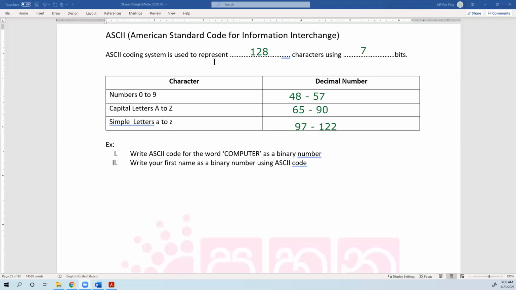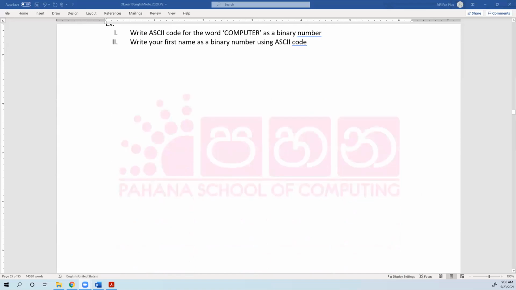What you need to remember when you convert something given in characters into binary representation is that each character is represented using 7 bits. And these are the values given in decimal numbers. Although we have decimal numbers, we have to represent them in binary using 7 bits. That's what you need to remember. Okay, so having said that, let's start with the first example. Let's convert the word computer to a binary number using ASCII.